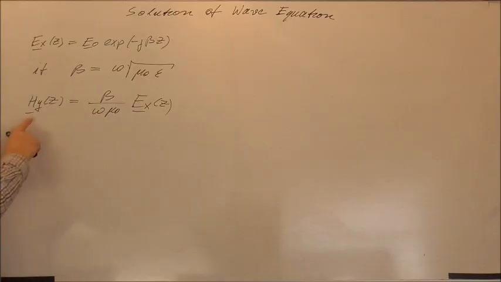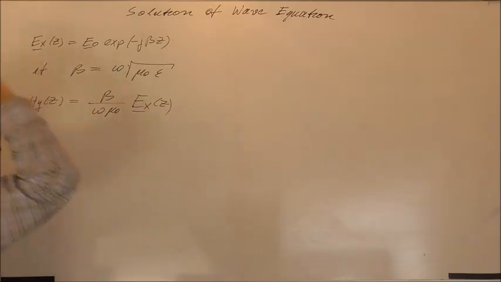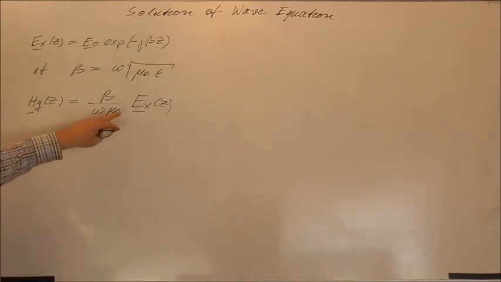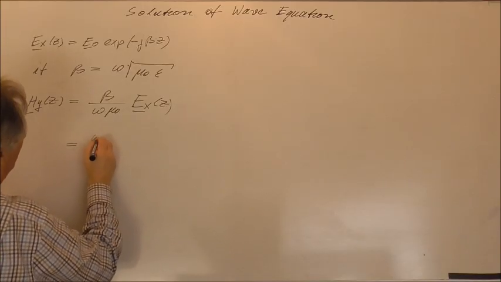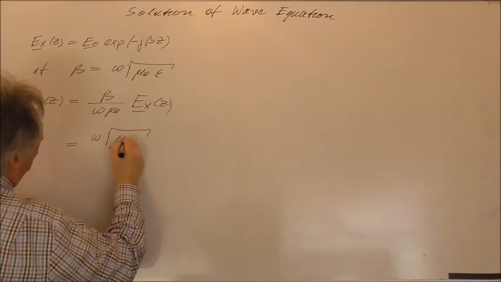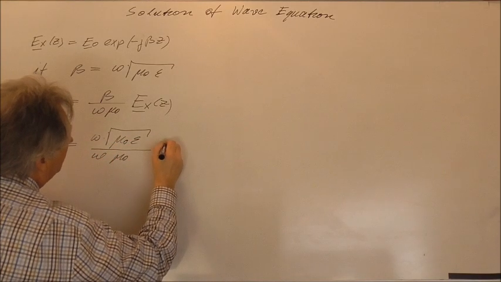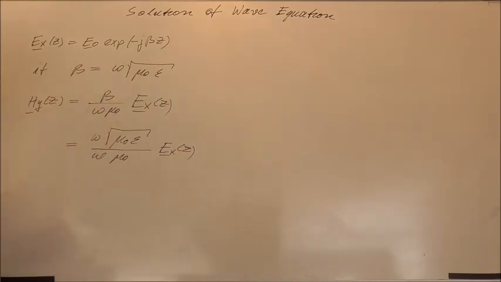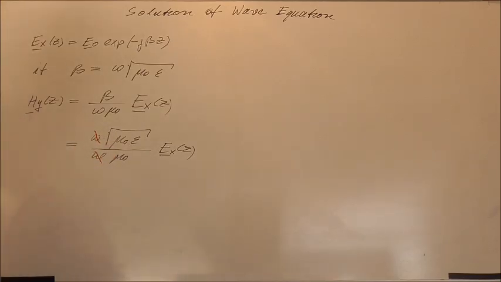And for the magnetic field, we found now that the magnetic field in the y direction is proportional to the electric field in the x direction. And here we have a special term, so we will insert this term and we will see this is omega times the square root of mu naught epsilon divided by omega mu naught times Ex of z. And you see here this will cancel.